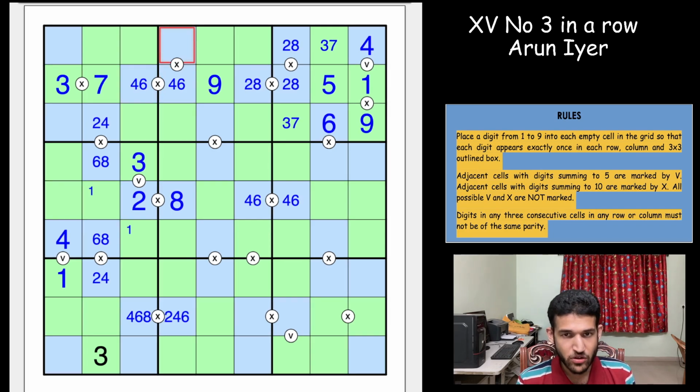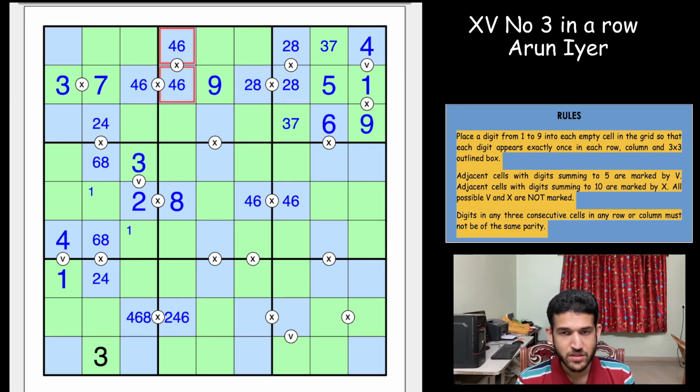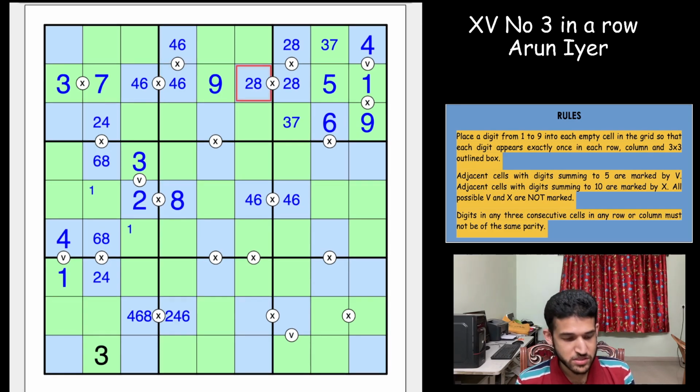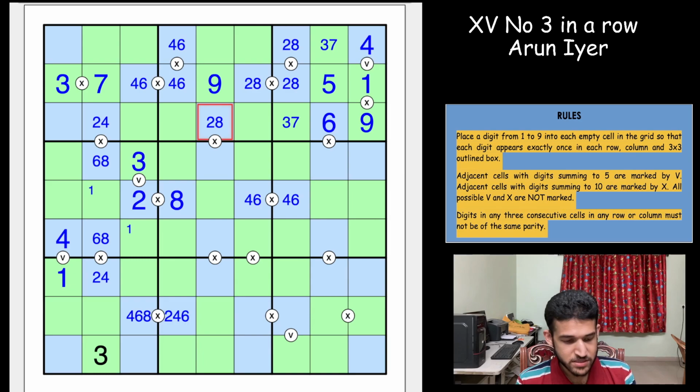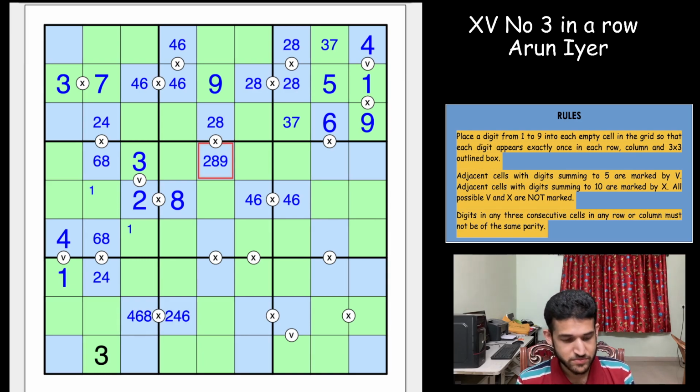This is also 4 and 6 because of this. And 2 and 8 you have here, so this would be 2 or 8, which means this would be 2 or 8. But you can't have 8 here, so that is 2, that is 8, that is 2, that is 8, and that is 2.